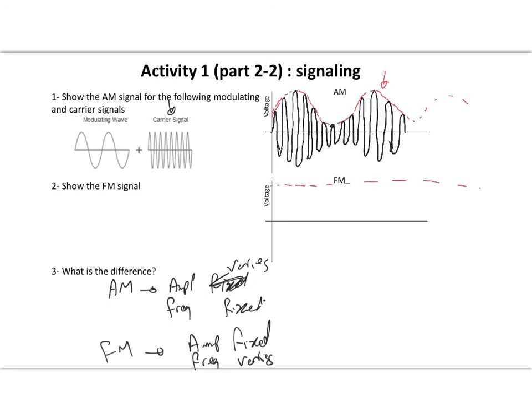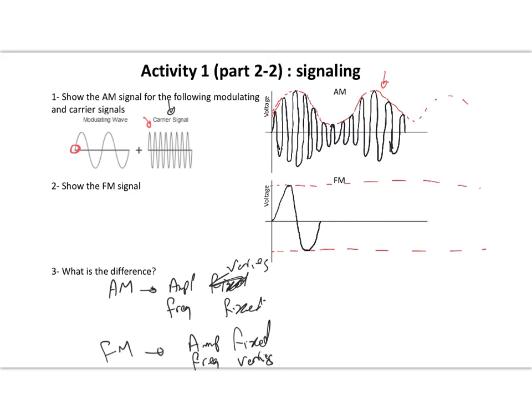Now for the frequency modulation, the envelope is fixed because we have fixed amplitude, and then we take the carrier signal and change its frequency based on the amplitude of the input signal. The amplitude of the input signal starts small. So how do I represent a signal with low frequency? I make the cycle wider. So we start with a wider cycle like this to indicate low frequency.